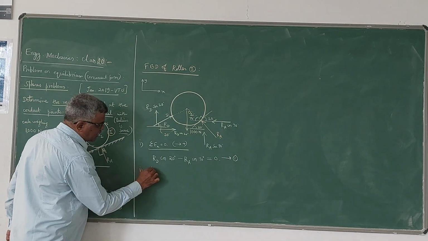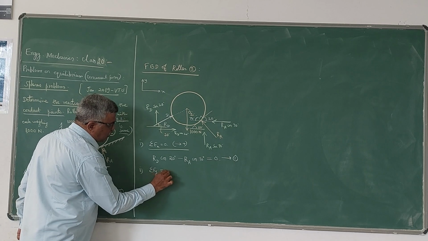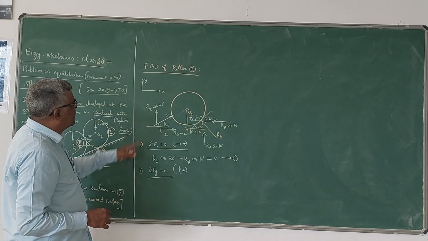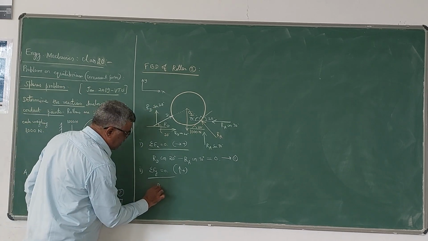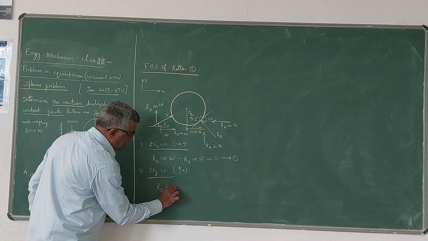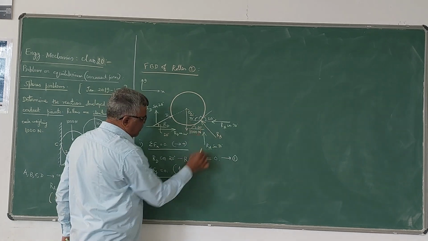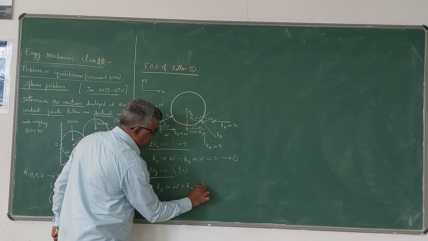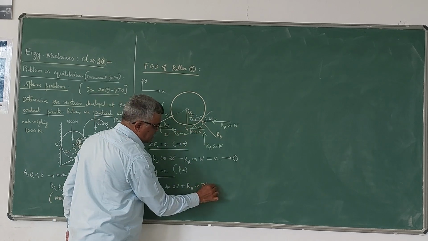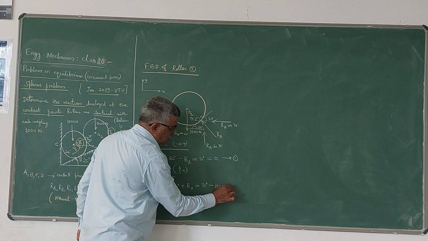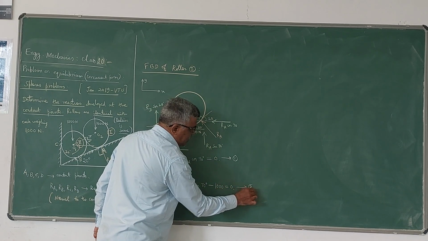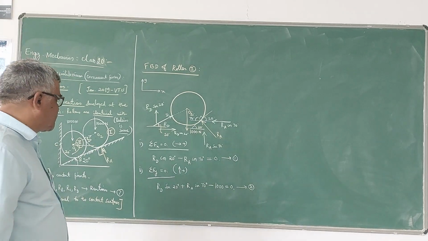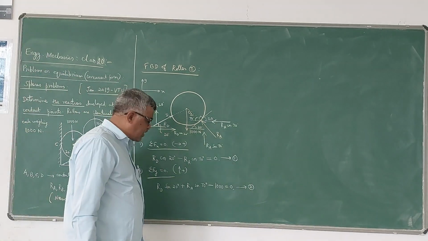Second equation, sigma Fy is equal to 0, upward forces positive, downward forces negative. RD sin 20 is positive because it is acting upwards, and RA sin 70 is also positive because it is also acting upwards, whereas this 1000 Newton is negative because it is acting downwards, is equal to 0. This is the second equation. Now you got 2 equations.